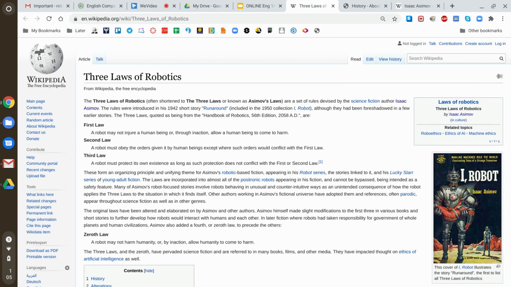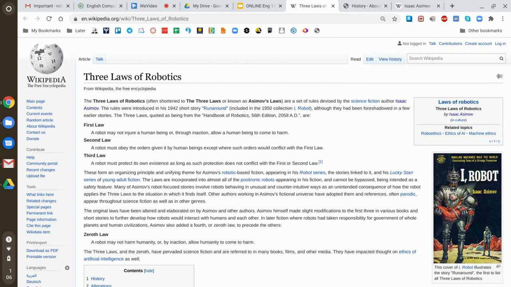First law, a robot may not injure a human being or, through inaction, allow a human being to come to harm. Second law, a robot must obey the orders given it by human beings, except when such orders would conflict with the first law. Third law, a robot must protect its own existence as long as such protection does not conflict with the first or second law.